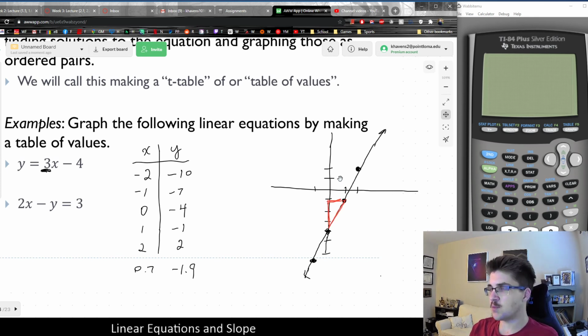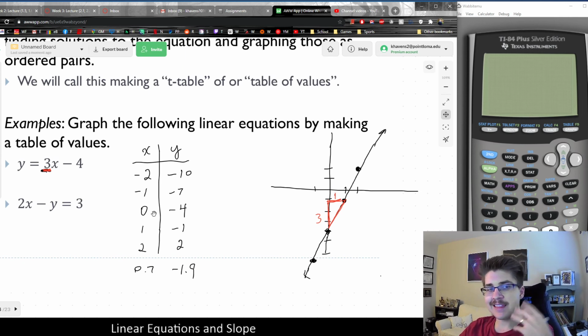And if you connect those 2 points that we found with the triangle, we can see it rose 3 and it ran 1. And if you take the rise divided by the run, that's a way to find the slope as well. We're going to talk more about this, but I just wanted to show you this and how it pertains back to the equation, and why it works like that.